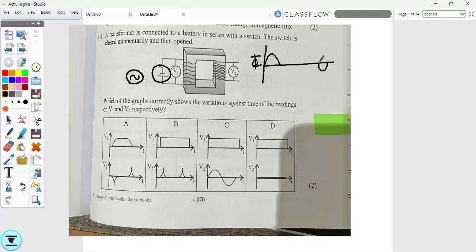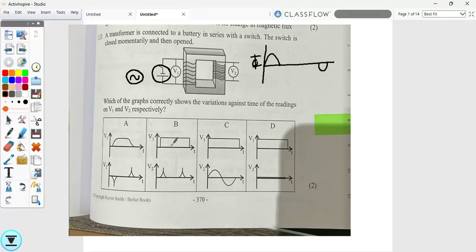So when we're looking at the options, because now it's disappearing. Oh, I see. They're really trying to confuse you here. So as you're switching it on, what are they doing? Which of the graphs correctly shows the variations against time of the readings on V1 and V2 respectively? V1, okay. So V1 is going to be switched on, it's going to stay on, and then it's going to be switched off. I don't see an option.